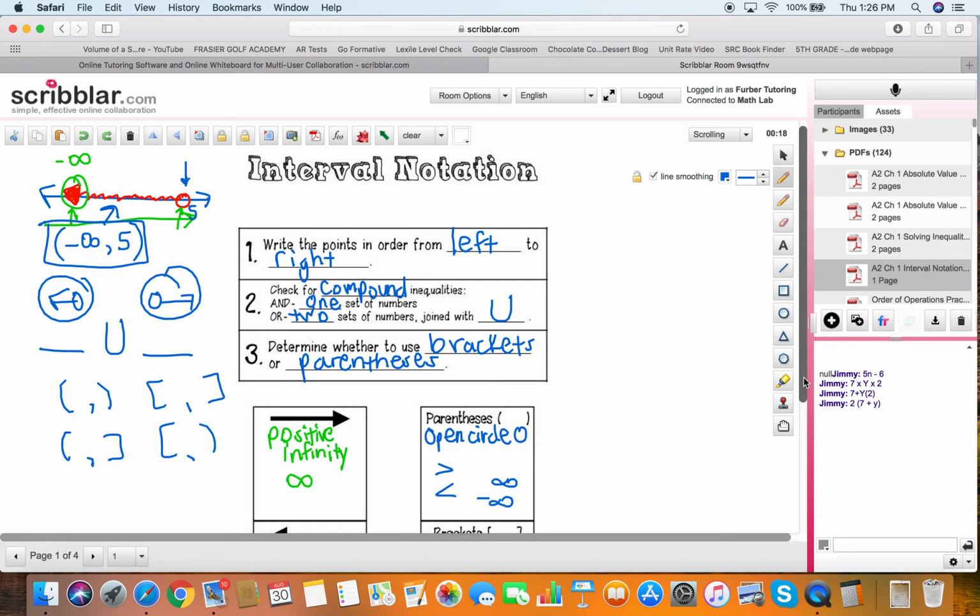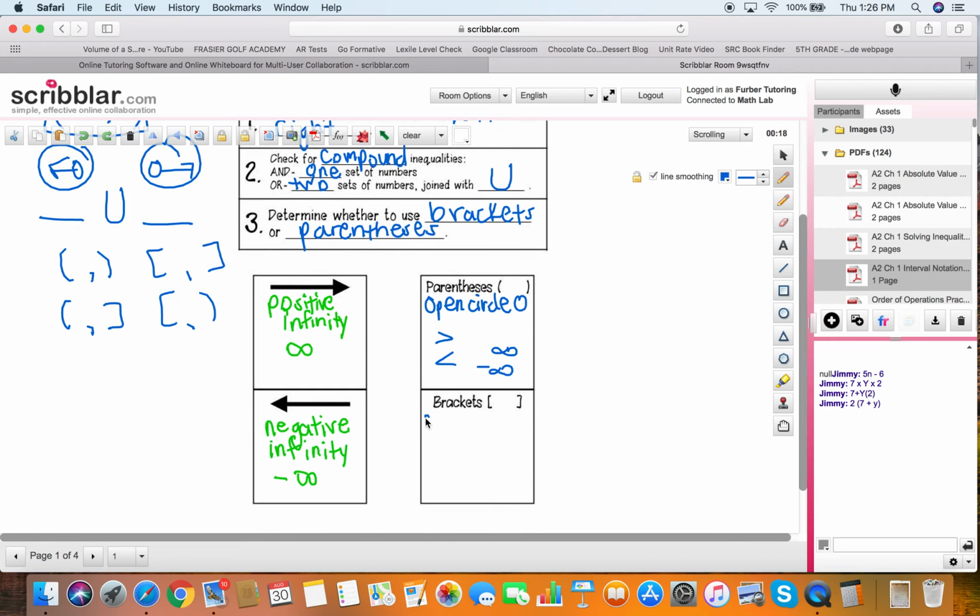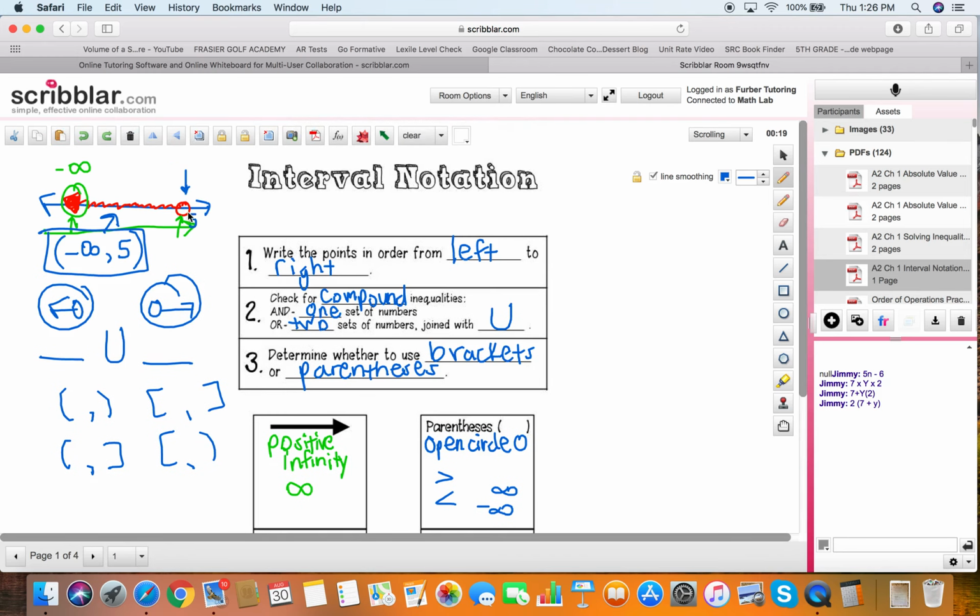Okay. Now, when do we use brackets? Well, we use brackets when we have a closed circle. Because if you think about it, the closed circle means it includes the answer. So we would use brackets if we had the equal, greater than or equal to, or the less than or equal to symbols. So if you have either one of those symbols, then, if this had been filled in instead, then instead of using a parenthesis, I would have used a bracket.